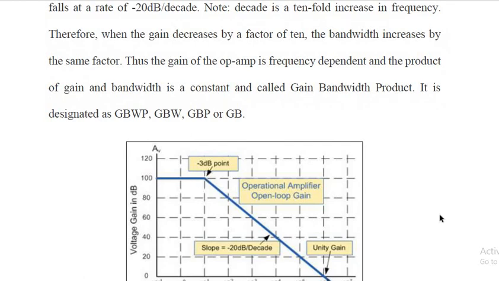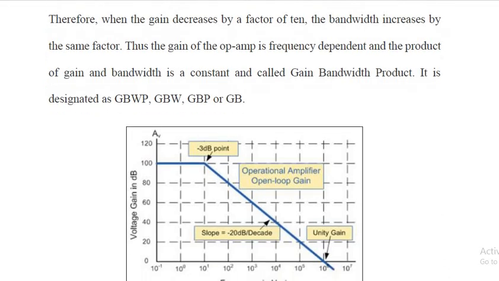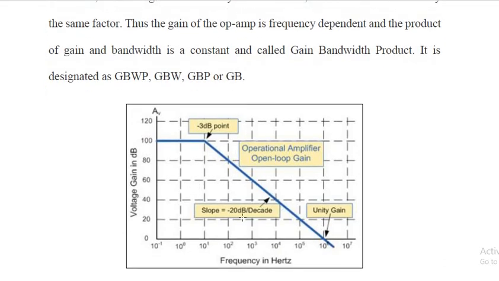Beyond this frequency, the gain falls at the rate of minus 20 decibel per decade. So in this graph of voltage gain in decibel versus frequency in hertz, we can see the gain has started to fall at minus 3 decibel, and beyond this frequency we have the fall rate of minus 20 decibel per decade.